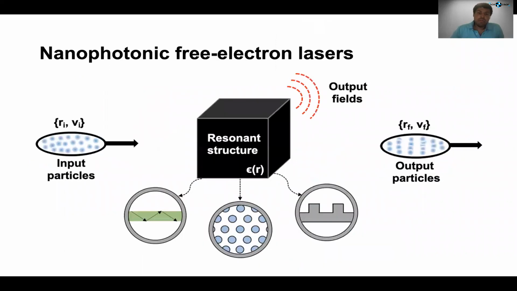So what do I mean when I say nanophotonic free-electron lasers? Let's unpack that. The idea is, let's focus on the middle. I have some optical resonance structure. So you can imagine an electromagnetic waveguide that guides electromagnetic fields. These could be microwave fields, these could be optical fields.